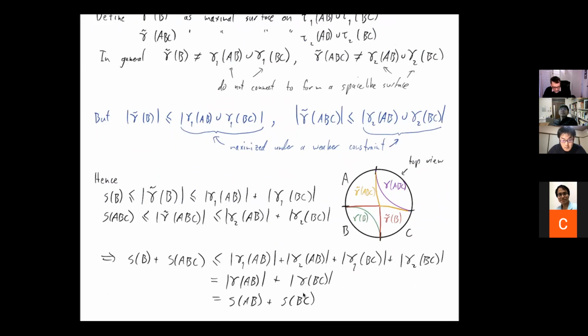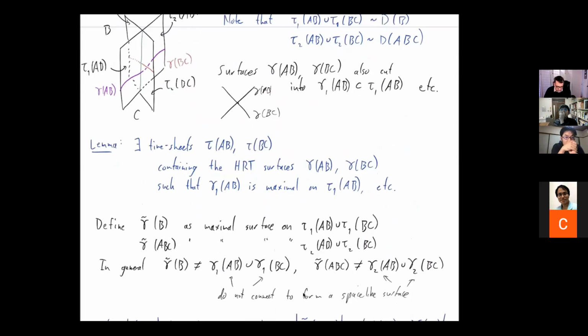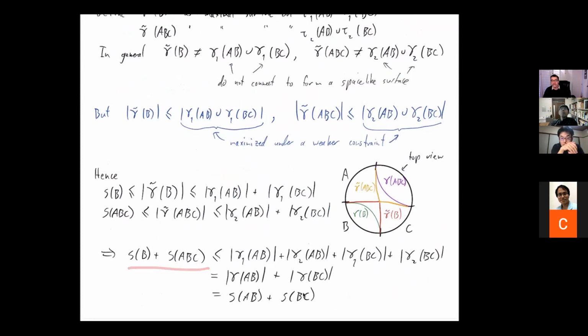So from here, the proof is the same as Tadashi and my proof from 15 years ago for the static case. Okay, you just regroup terms and you get the total area of the purple and the orange is the same as the total area of all the partial ones. And that's the thing that I bounded below with this.